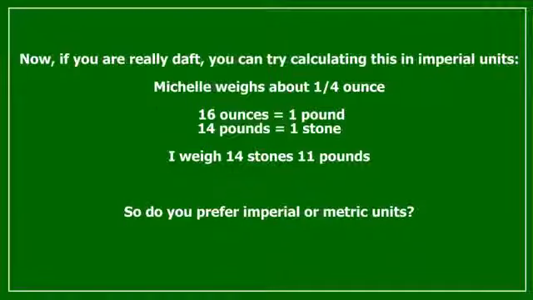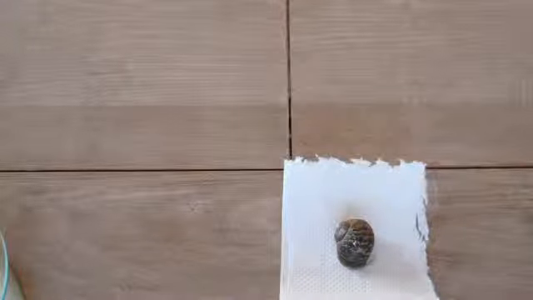That's about 1/4 of an ounce. There are 16 ounces in a pound. There are 14 pounds in a stone. And my 94 kilos is about 14 stone, 11 pounds. Now let's see if you can work out how many more times I weigh than Michelle. Good luck.